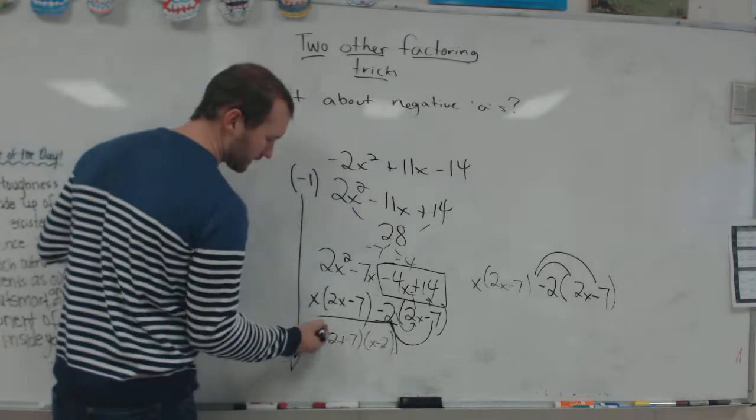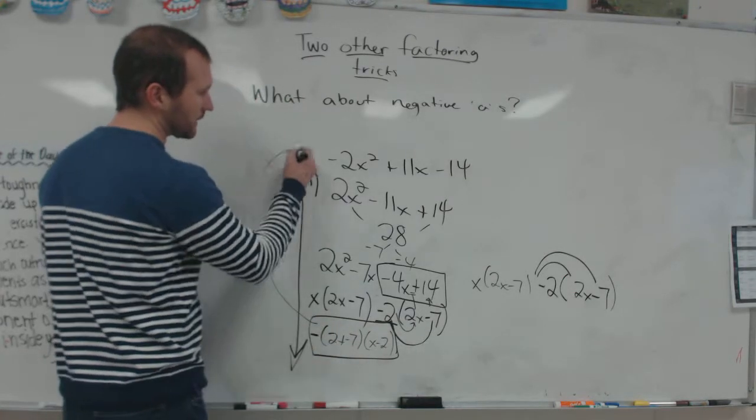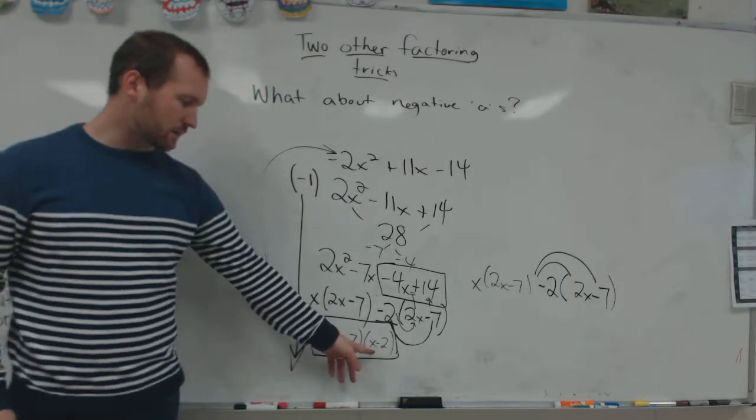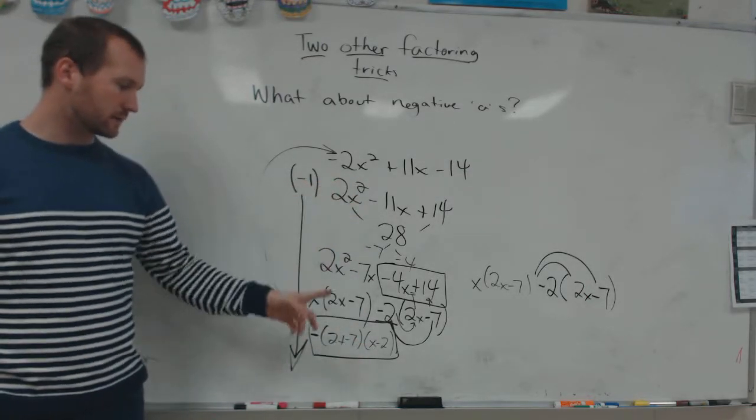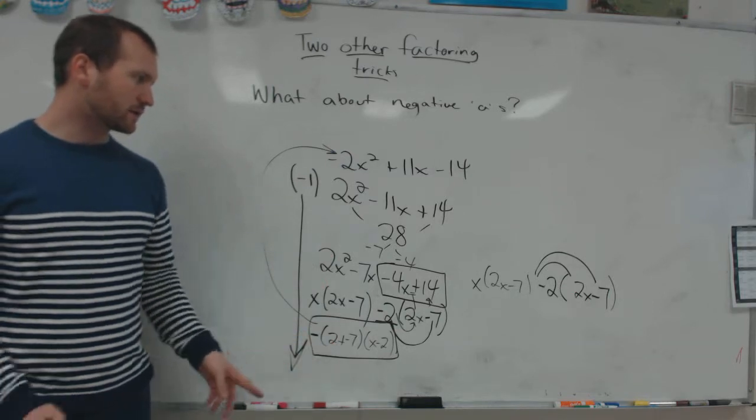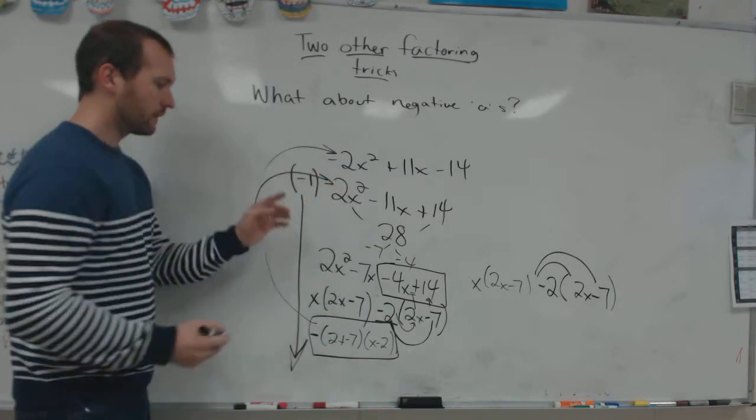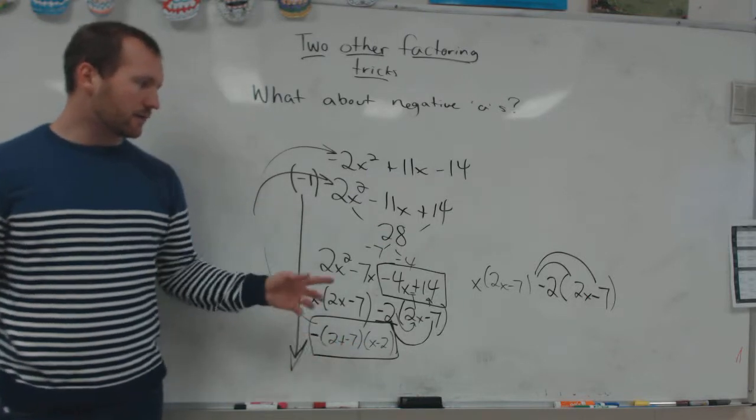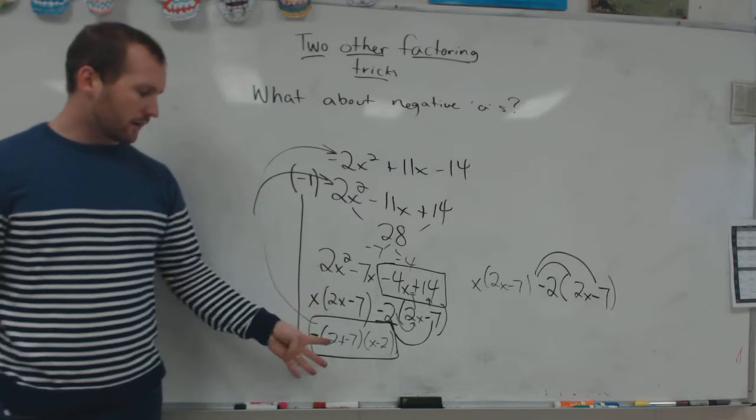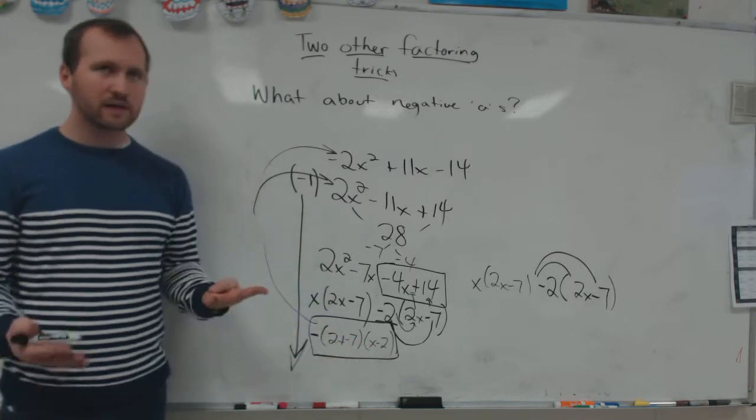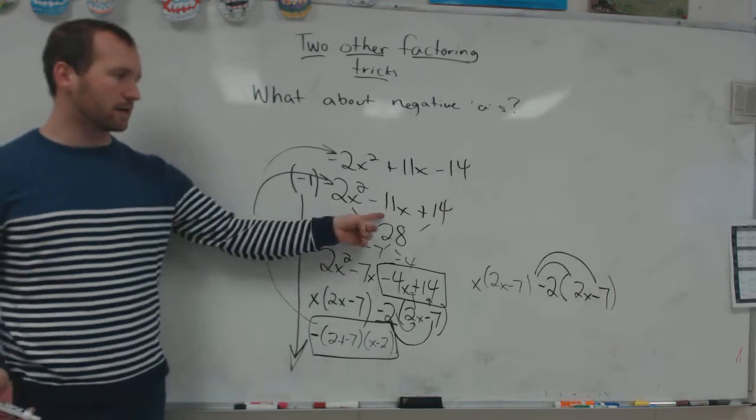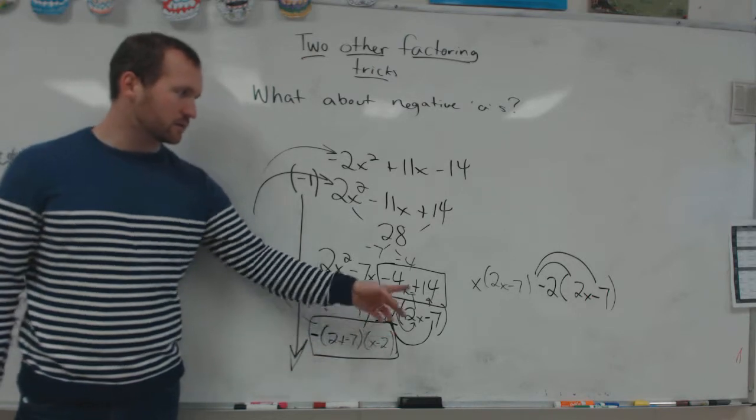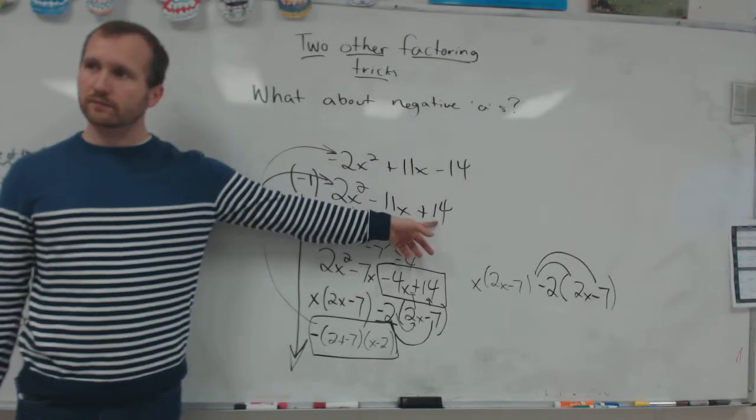So I can always take this and say, okay, does this actually equal this if I FOIL it? So if I do 2x times x, do I get 2x squared? Yes. If I do, well actually, I'm really checking to see if it equals this, right? If I do 2x times negative 2, I have a negative 4x. And then negative 7 times x is negative 7x. And 4 and 7 make negative 11. Okay? And then negative 7 times negative 2, that does equal a positive 14.